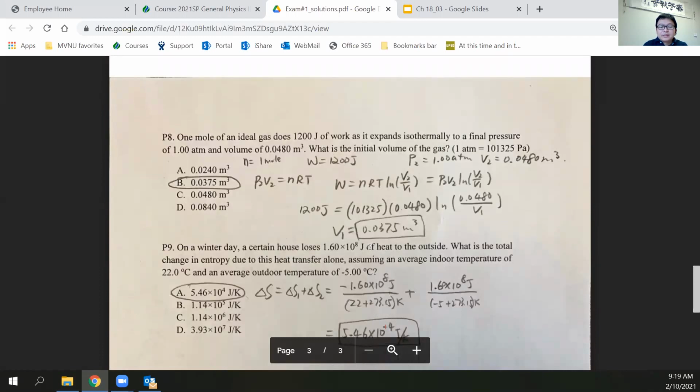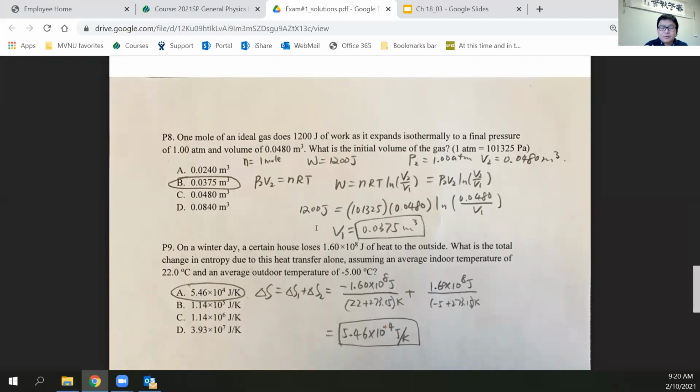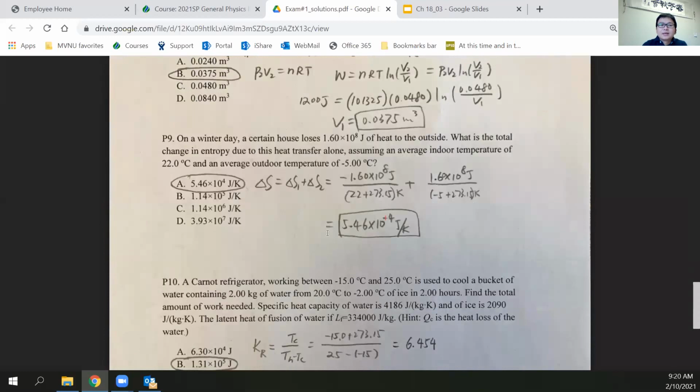Number 8, this is about the work done for an isothermal process. You'll be using this equation for work done along with the ideal gas law, PV equals nRT. For an isothermal process, T stays the same. Then you can solve for your initial volume V1. There's one example, and I think there's one problem in the homework on this as well.